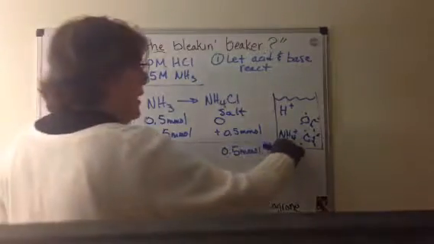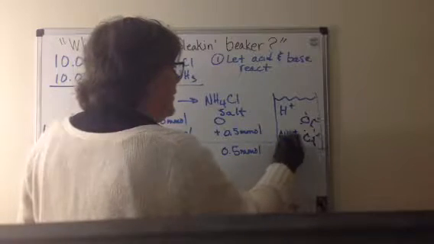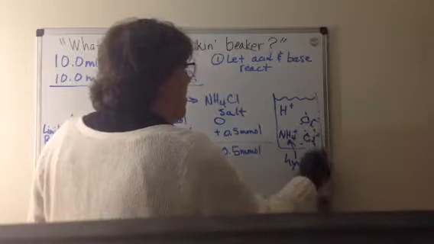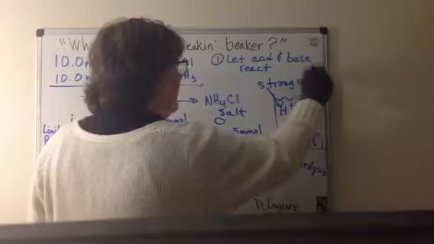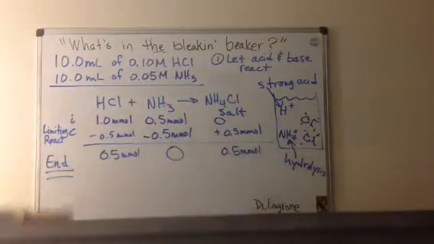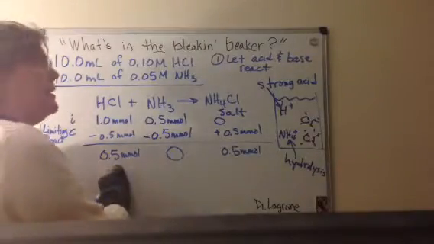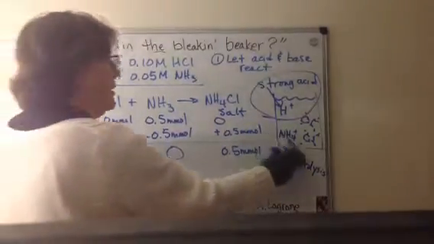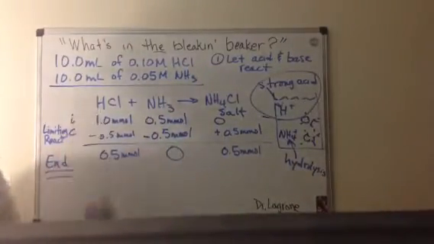This will hydrolyze, but which equilibrium or which reaction is greater? This is hydrolysis, but this is a strong acid. HCl is a strong acid. So when you have some of the strong acid left in excess, that is what is going to determine the pH of the solution. Yes, you have this going on, but it's negligible compared to the amount of hydrogen ion you have from the strong acid.